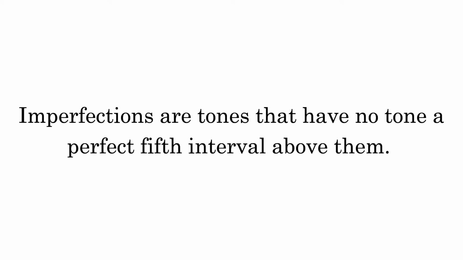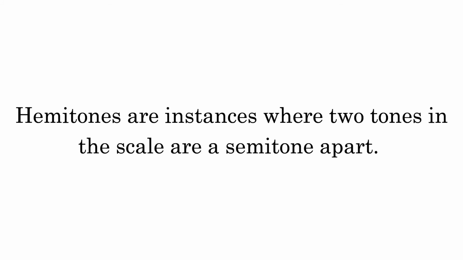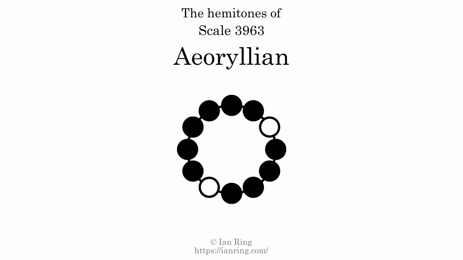Imperfections are tones that have no tone a perfect fifth interval above them. This scale has one imperfection. Hemitones are instances where two tones in the scale are a semitone apart. This scale has 8 hemitones. They are at positions here, here, here, here, here, here, here, and here.